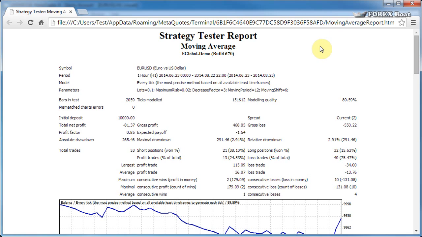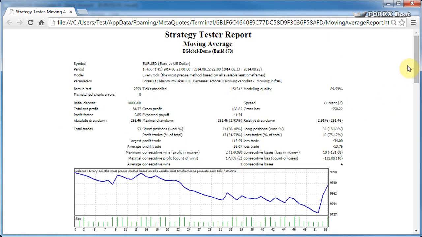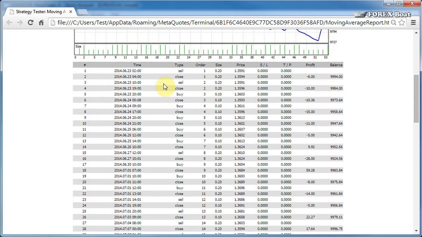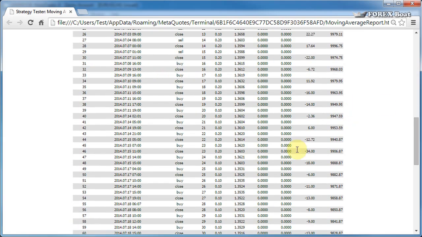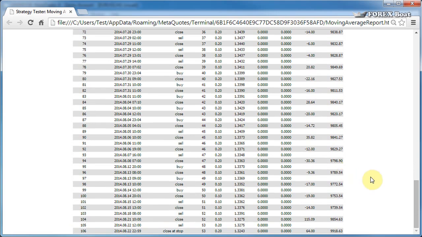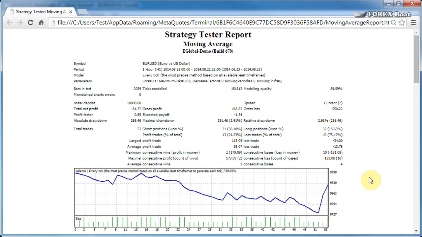As you can see, MetaTrader 4 has already brought it up as a file in our browser. I'm going to zoom out so that you can see a bit more of the report. At the top here we have some statistics around the test, then we have the chart, and then we have a full list of all of the trades that were conducted. You can reference this list if you need to find out something about a particular trade. Now, we won't be discussing this particular report because I have a much more interesting report prepared for you.